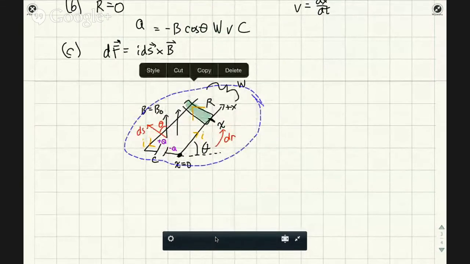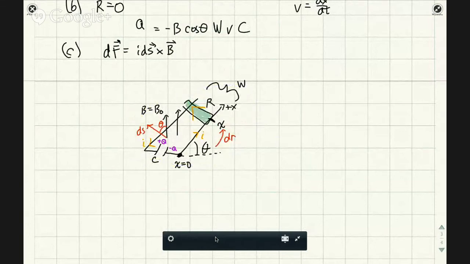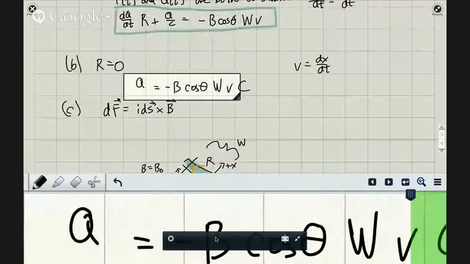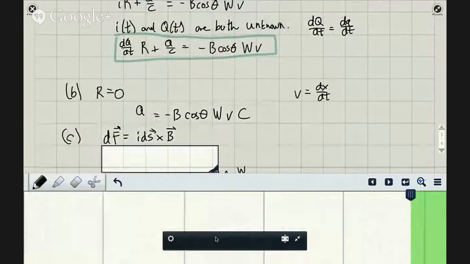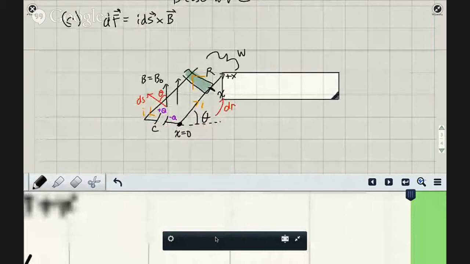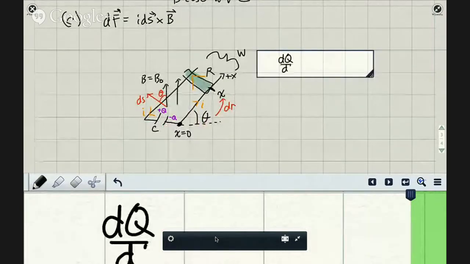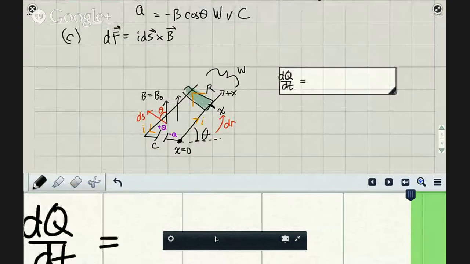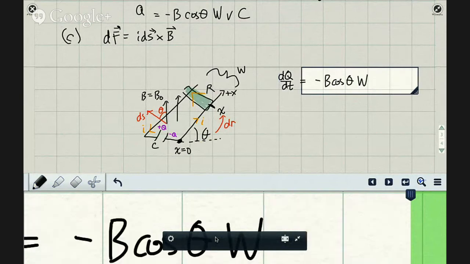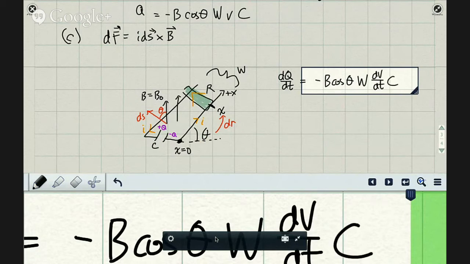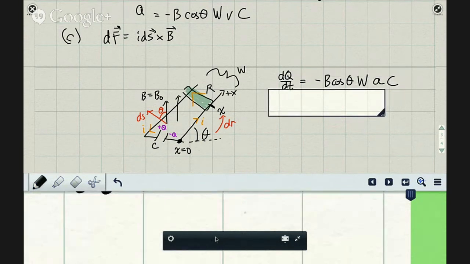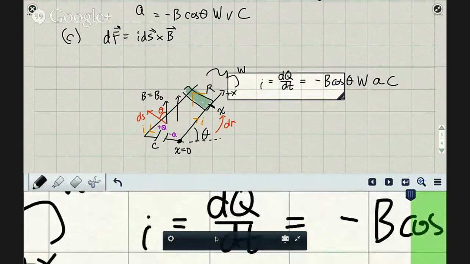It's a beautiful thing. So we have an expression for the charge on the capacitor plate as a function of time. And we know if we hit this with a time derivative, we have the current. So let's start off by first finding the current through the wire. It's dq over dt, at least as a function of velocity. And that's equal to negative B cosine theta W dv over dt C. And this is actually acceleration. Let's just write acceleration here, A. dv over dt is acceleration. Cool story. And that's equal to I. So we have ourselves the current in this formula.